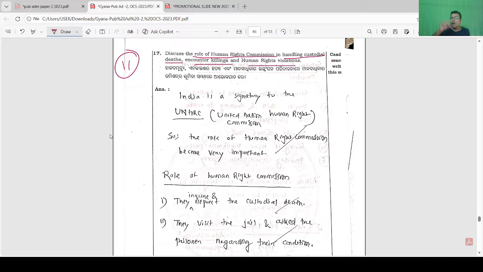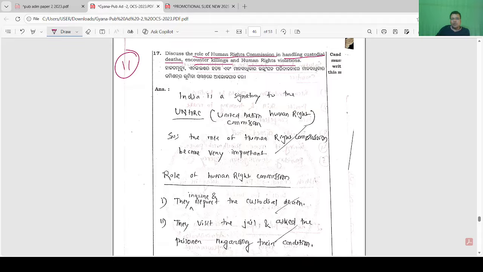concept of good governance, because if you remember, in the good governance paradigm, one of the add-on conditionalities is human right protection. Everything would have been written. Let's see what is written, what is not, what is missing. So India is a signatory to UNHRC.